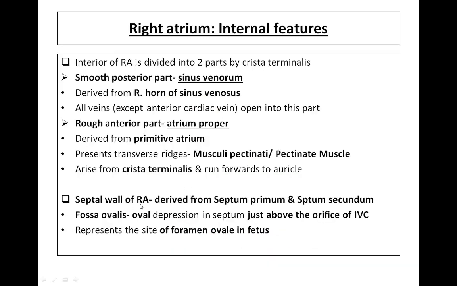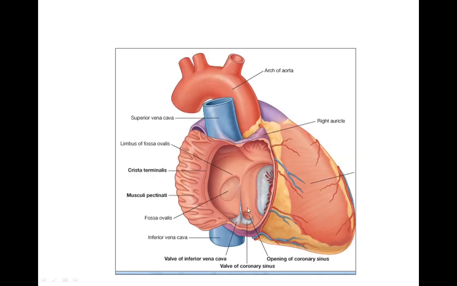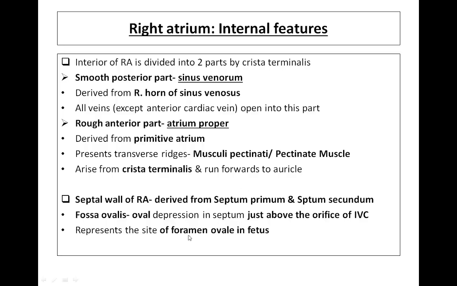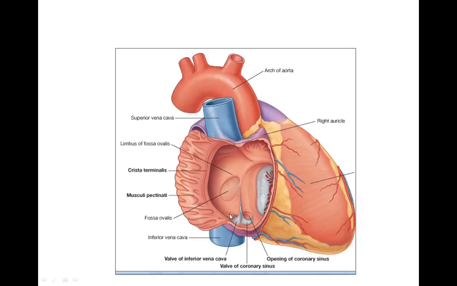Then the septal wall of the right atrium, or interatrial septum, is derived from the septum primum and septum secundum. Already you know, this is the posterior wall of the right atrium, which is formed by the interatrial septum. Now there is a fossa ovalis, which is an oval depression in the septum just above the orifice of the inferior vena cava. So this is the orifice of the inferior vena cava. Just above the opening of the inferior vena cava there is a depression, and this depression is known as the fossa ovalis.